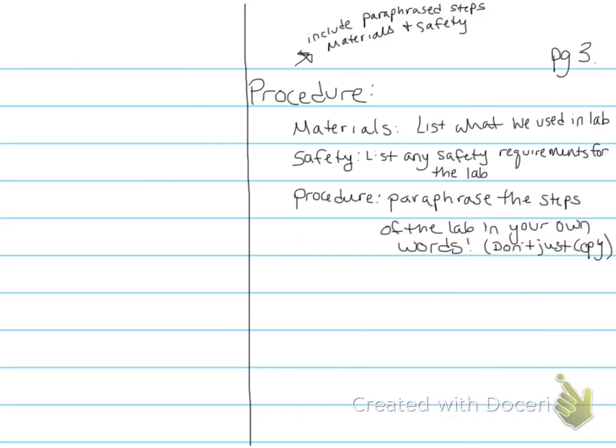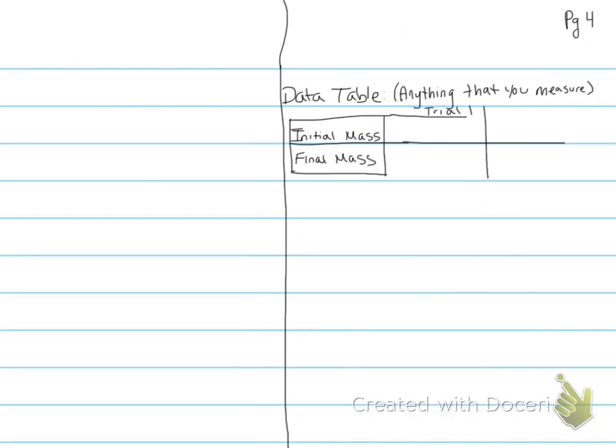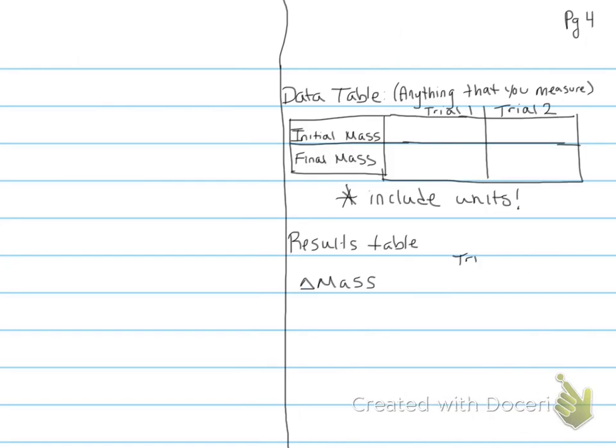Sometimes the procedures are going to ask you to draw a diagram as well, but in this case we're not going to ask you to do that. So then once I've written my procedures, I'm just following my lab sheet right here, and I'm going to write down my data table. The data table is anything that you measure. So in this case we measured our initial mass and final mass, and it's really important that you include your units on that. And then the results table is anything that you calculate.